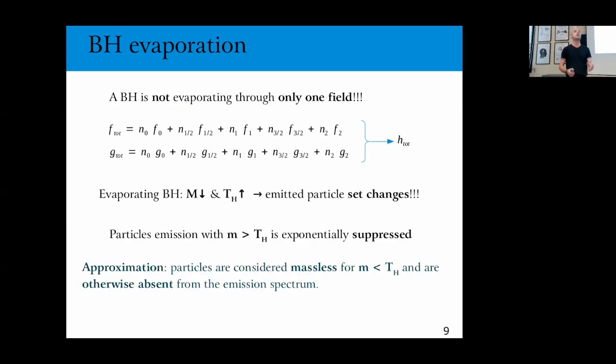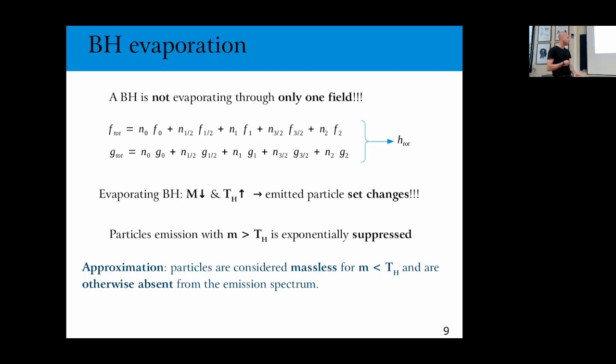So, for sure, a black hole is not evaporating just with one field. We are interested in many different fields, a set of fields with which the black hole will evaporate. And actually, not only one set, but a set which is changing according to the temperature of the black hole. Because while the mass is depleted, the temperature will rise. And with the rise of temperature, many different degrees of freedom will enter the evaporation, namely from the lightest and massless to the heavier and heavier.